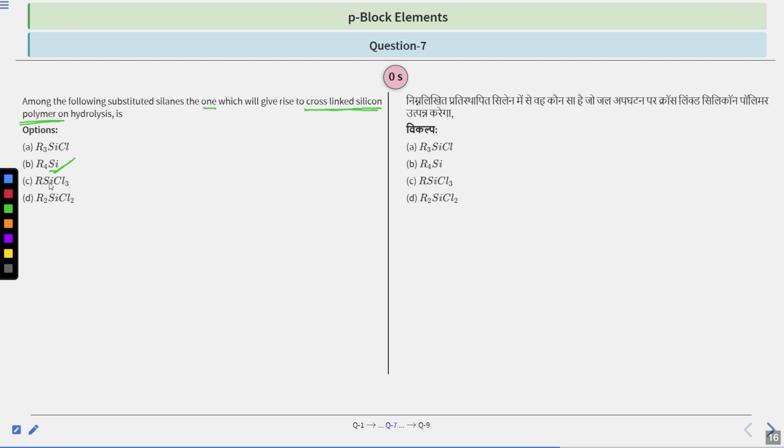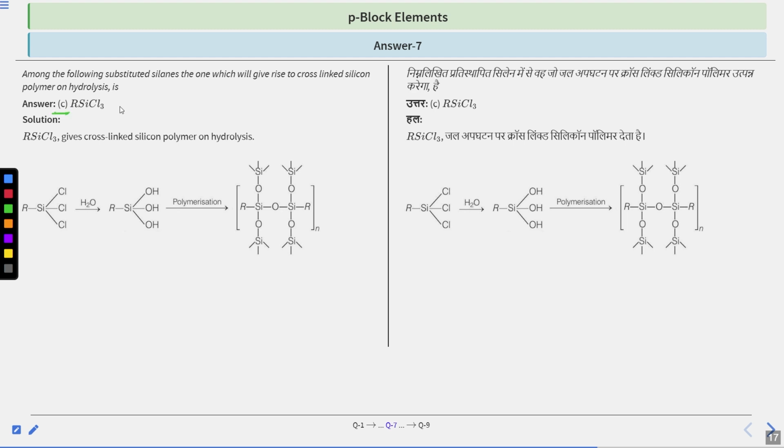Okay. Let's see. The correct answer is option C, that is RSiCl3. So RSiCl3 gives us the cross-linked silicon polymer on the hydrolysis. So if we perform the hydrolysis of RSiCl3, it will give us the final product as the cross-linked silicon polymer. You can see the reaction given here. RSiCl3 on the hydrolysis, it is giving us RSi(OH)3, and it undergoes polymerization to give us this polymer, which is cross-linked silicon polymer. You can see, right? Thus, our correct option is option C, that is RSiCl3.